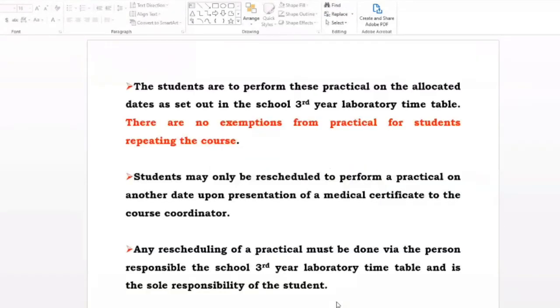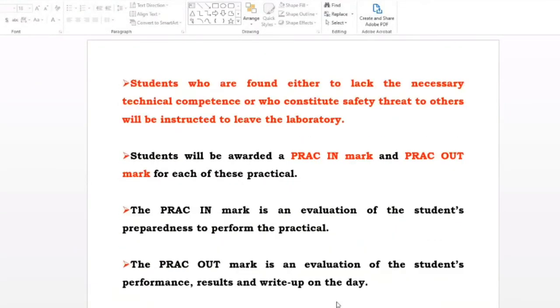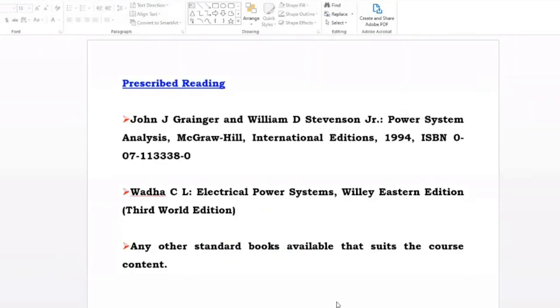Now I'm coming to my section, and that is the book. The book that I refer to is Stevenson and Grainger, Power System Analysis. It's a McGraw-Hill publication, and that book is available in the library. Some of you might be able to come, but the other book I have is also from the library. It's written by Wadhwa, and the book is called Electrical Power Systems. It's from Wiley Eastern publication.